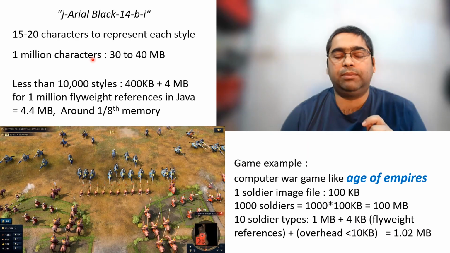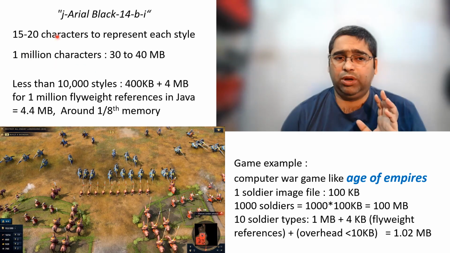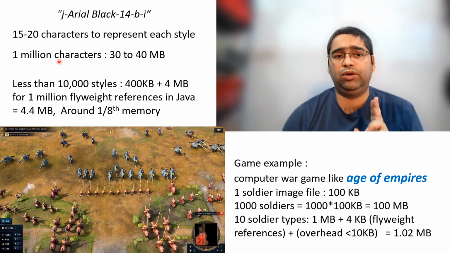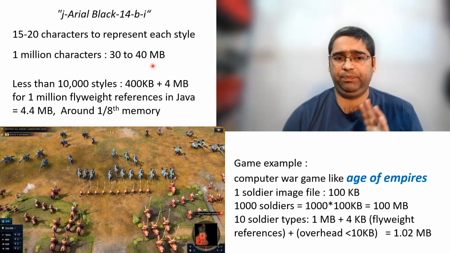Let's see an example to understand it better. Let's suppose we have a document which has got 1,000,000 characters. Now to represent one character and its style, we need around 15 to 20 characters, which is the character itself, the font name, the font size, whether it is bold or whether it is italic. So to represent 1,000,000 characters, we need 20 into 2, 40 bytes per character. So 40 into 1,000,000. This will come something around 30 to 40 MB.